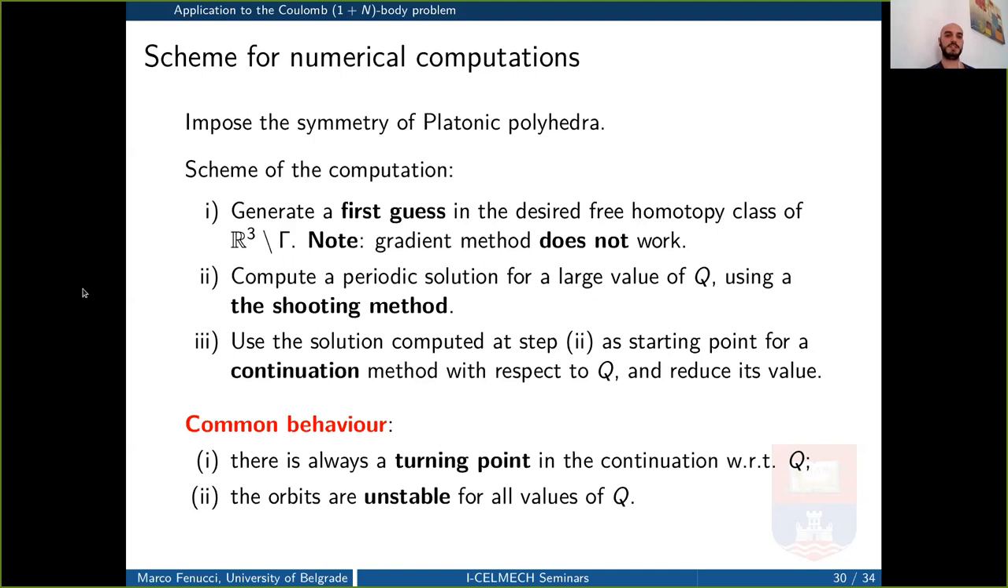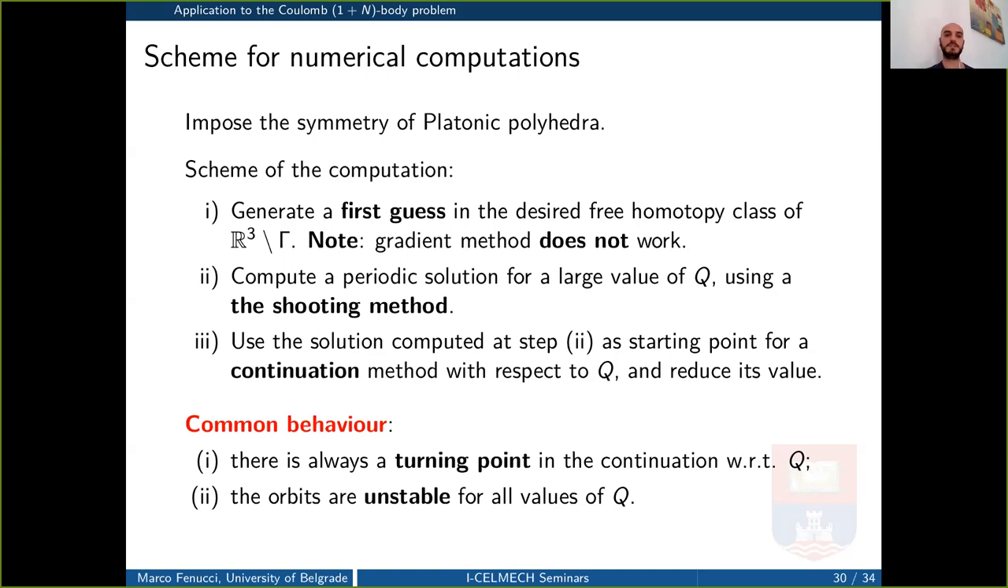And then as last step, we use the continuation, taking as a parameter the central charge and trying to reduce the value of the central charge, because we want, let's say, to try to balance the system in the sense that we want the charge of the central mass to be equal in modulus to the charge of the electrons.